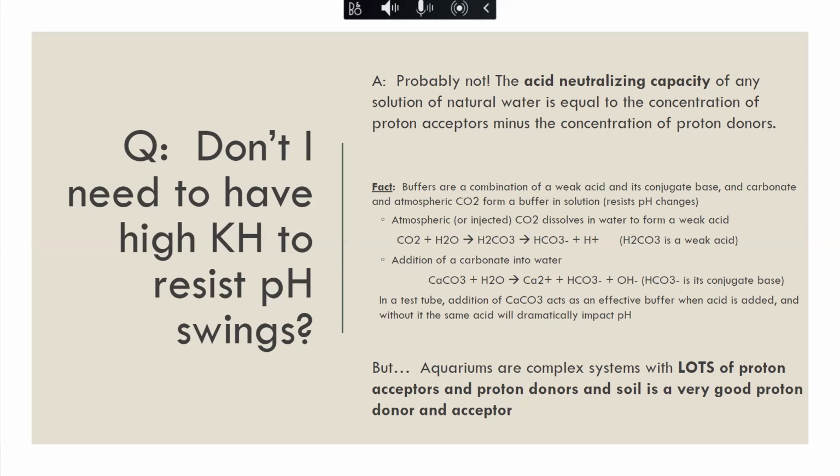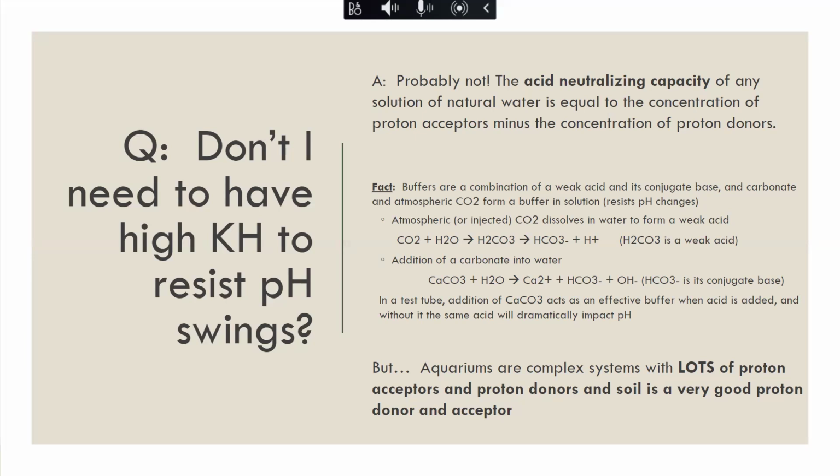Adding carbonate, and you'll have this if you have CO2 injection, you'll have this if you don't, because we have CO2 in our atmosphere. So when you add carbonate to the water, it gives you calcium plus HCO3 minus plus OH minus. And HCO3 minus is the conjugate base of H2CO3, right? You can see one is H2CO3, one is HCO3 minus, right?